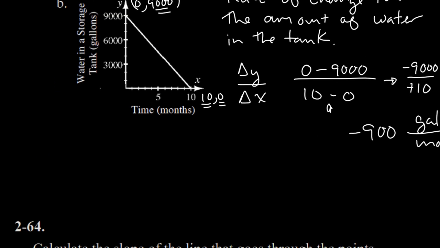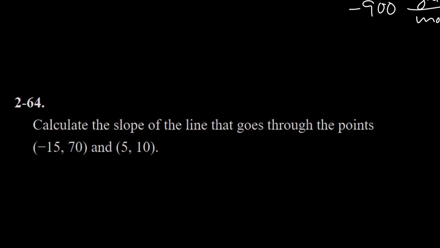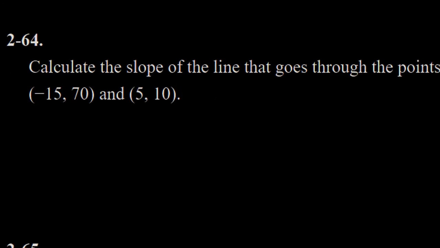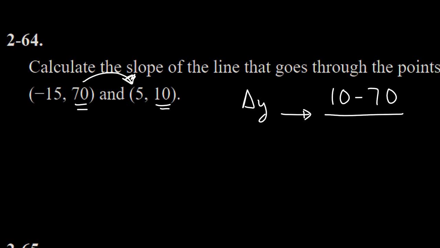All right, let's move on to question 64. 64 gives me 2 points, and it says calculate the slope of the line that goes through these 2 points. All right, I think we kind of just did that on the previous problem. Let's try it again. So again, we're going to be looking at our y values, and we're going to calculate the change in the y's. And for this problem, I'm going to say that arbitrarily I'm going this direction, right? I'm just going to say that I end up at 10 for y, and I started at 70. So there's my change in y.